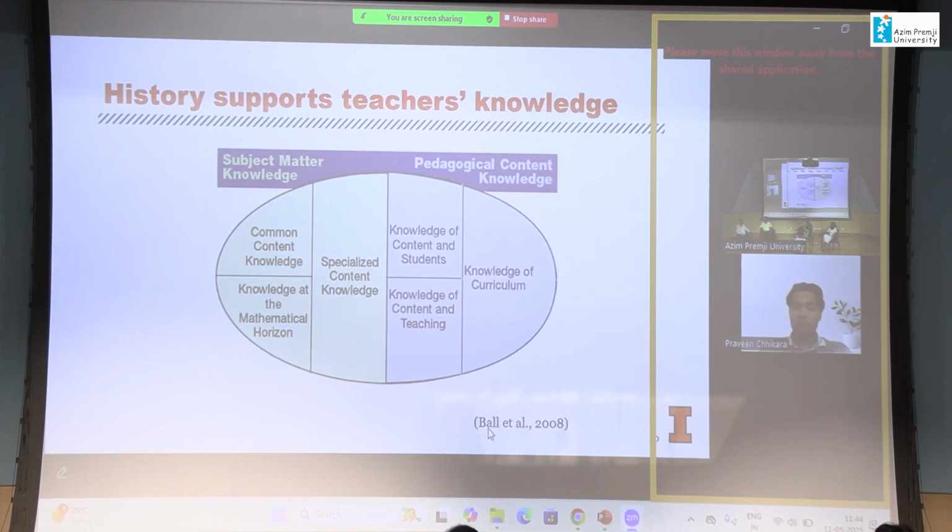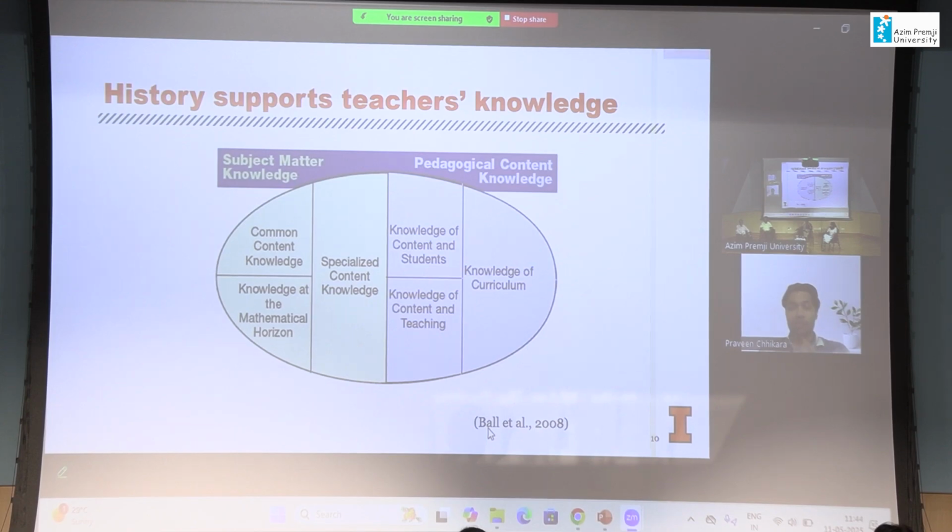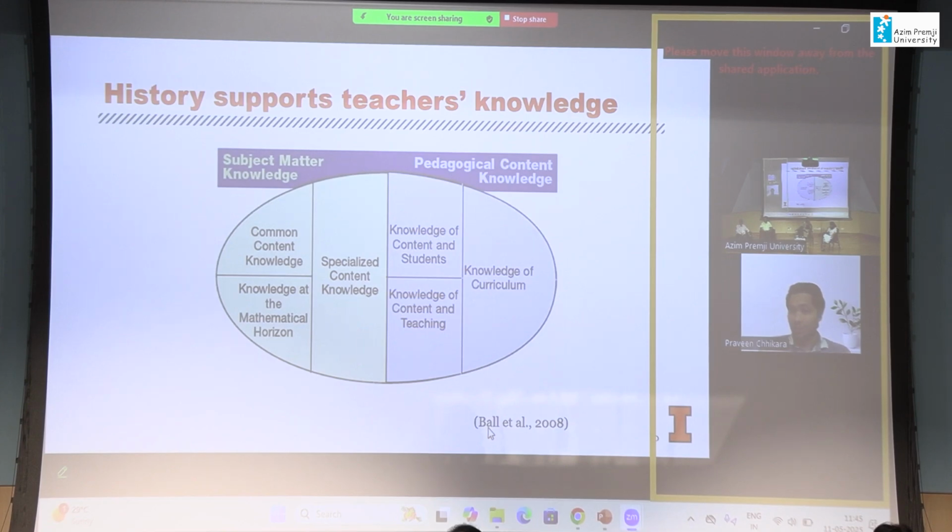This is one of the popular models to identify and measure teacher knowledge in mathematics. One of the important things in this picture is the distinction between subject matter knowledge and pedagogical content knowledge. For example, I might be good at proving math theorems. I might be good at subject matter, but that doesn't necessarily make me a good teacher. I need to know more than just the subject matter. That is what pedagogical content knowledge is.